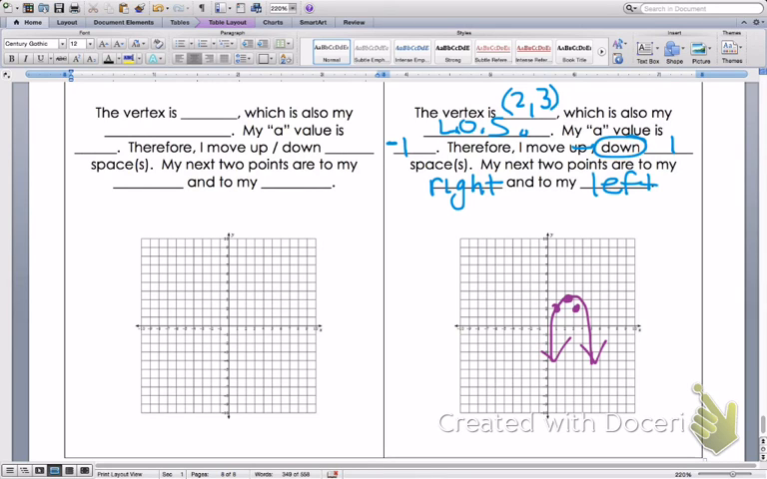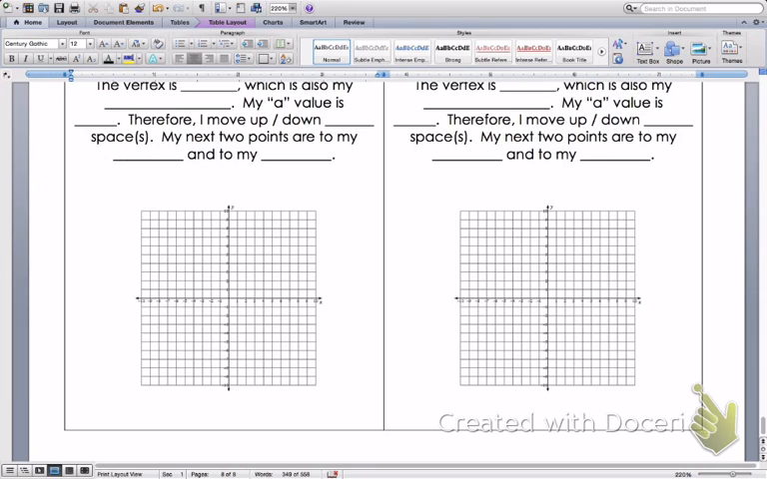Alright, that's pretty much it on how to graph these parabolas. I'm probably going to switch out the graphs to give you guys ones that are not so small, so your paper probably has a different grid. Alright, go ahead and get started, and good luck.